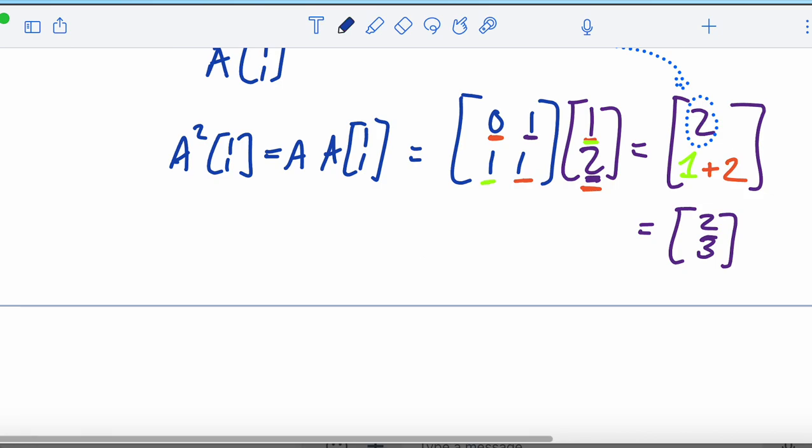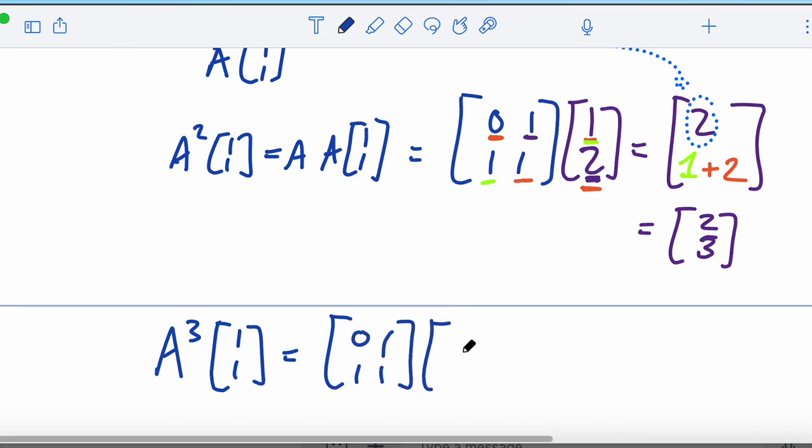2, 3. Let's do one more. What is A cubed? And again, you don't start from scratch. Don't try to compute the matrix A cubed. Take what you had before, apply A to it one more time. A cubed 1, 1 is A applied to the vector 2, 3. And maybe now you're seeing the pattern. You should be able to do this one quite quickly. What is it?